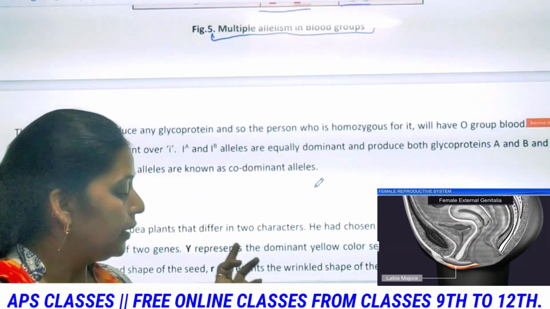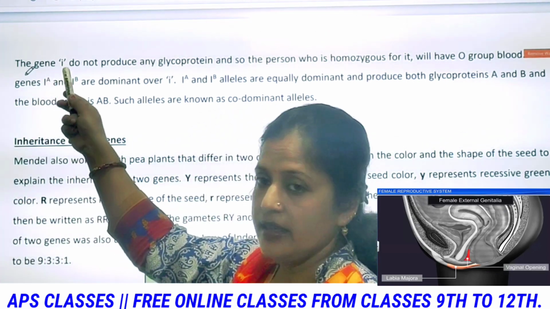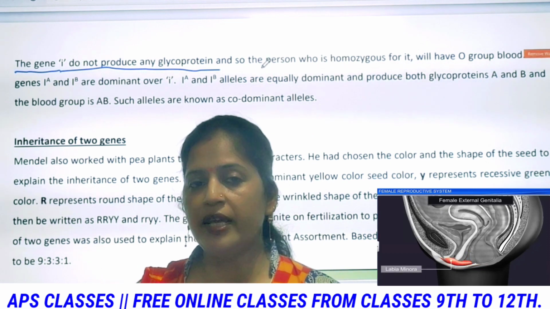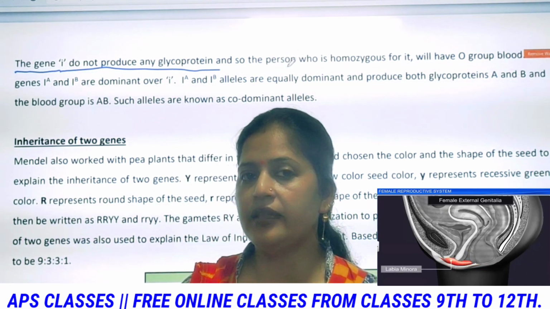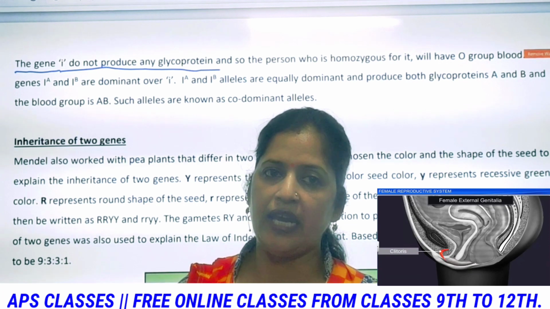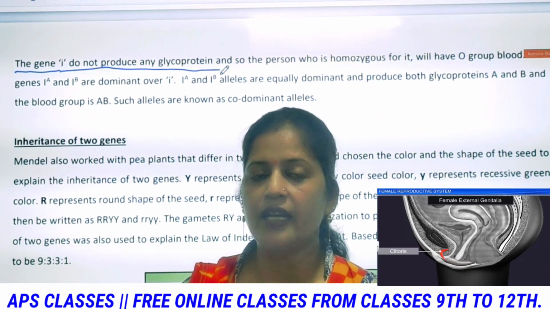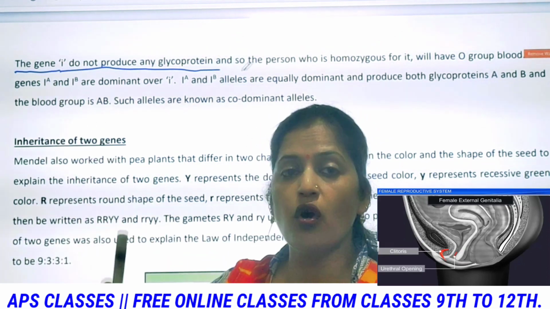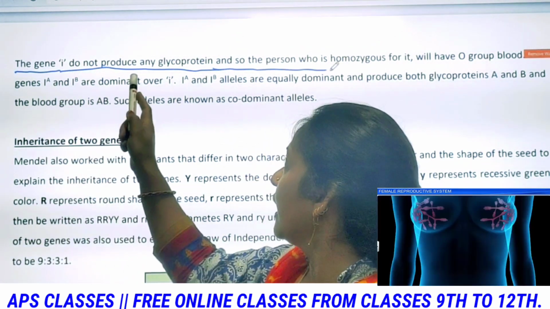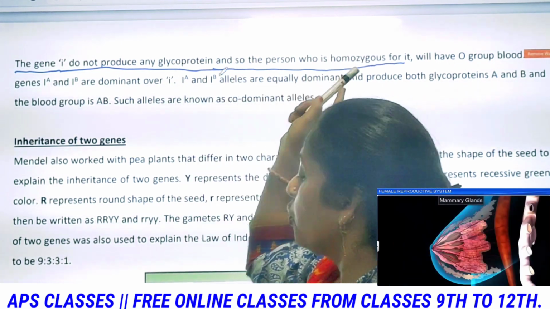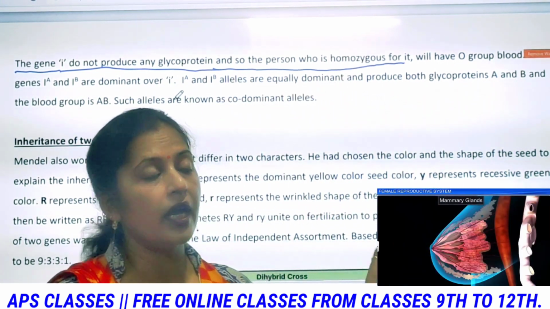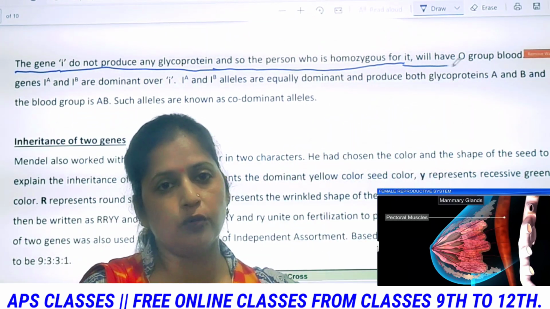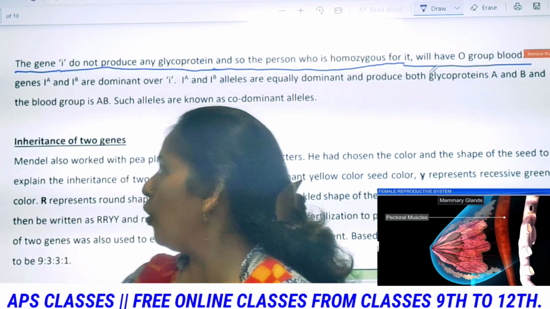Next is the gene i. The gene i does not produce any glycoprotein. We just saw that the genes IA and IB are responsible for glycoprotein A and glycoprotein B, and they produce blood groups A and B, whereas gene i does not produce any type of glycoprotein, and so the person who is homozygous for it will have O blood group, that is O type.